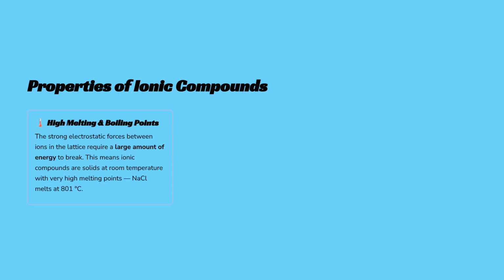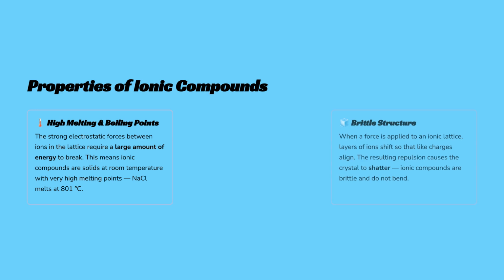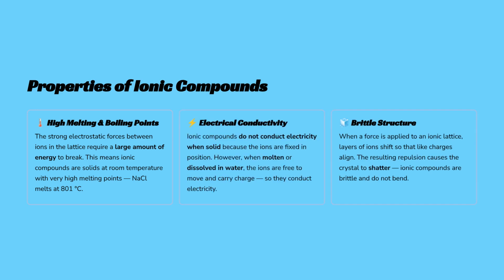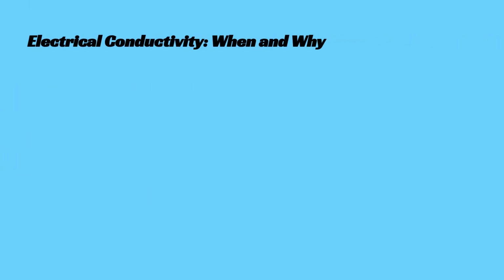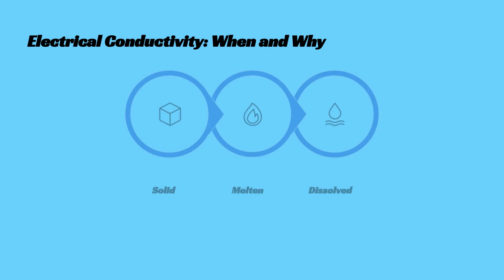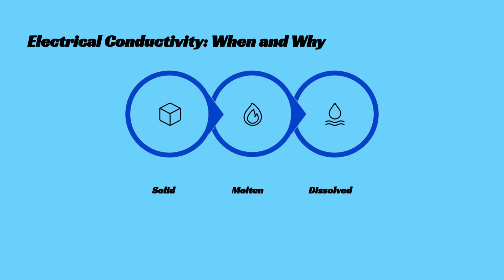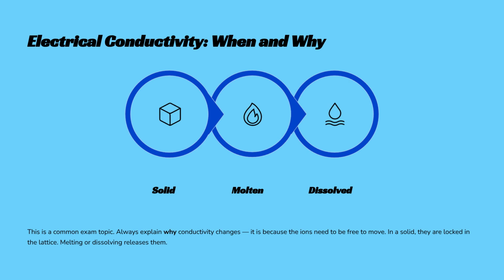Ionic compounds have high melting and boiling points due to the strong electrostatic forces. They are brittle and shatter easily when a force is applied. They only conduct electricity when molten or dissolved, as ions must be free to move. Electrical conductivity changes based on the state of the ionic compound: solid, molten, or dissolved. Conductivity occurs because ions must be free to move, which happens when melting or dissolving the lattice.